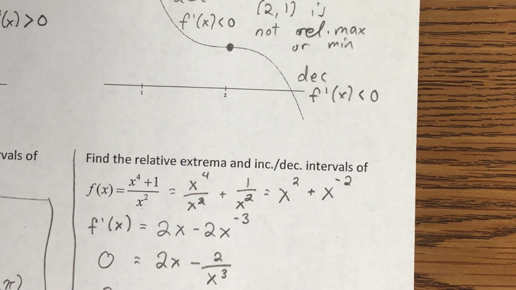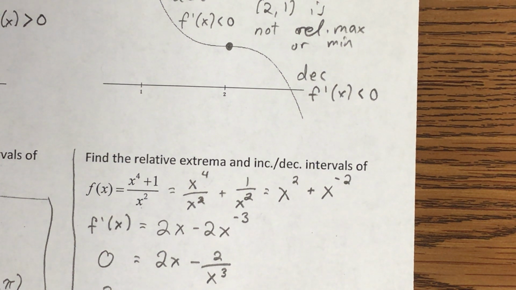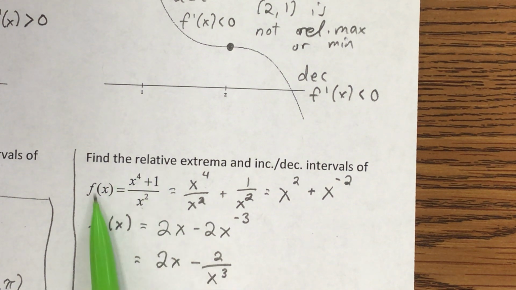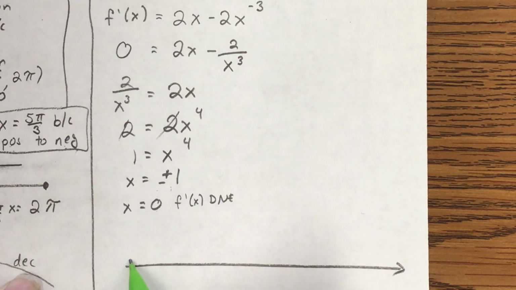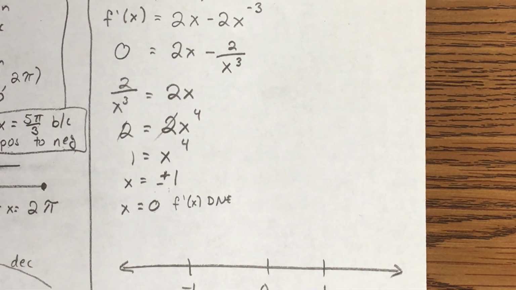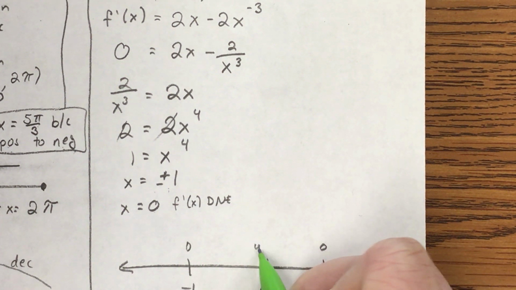Also at x equals 0, f prime of x, you can't do it because you can't divide by 0 over here. All right, so we're going to make a sign chart that includes 0, -1, +1, and we're going to go from negative infinity to positive infinity. So sign charts: -1, 0, 1, with f prime 0 at -1 and 1, and undefined at 0.